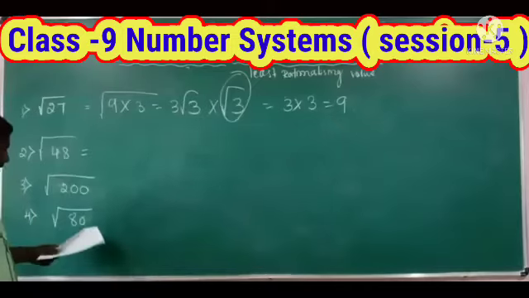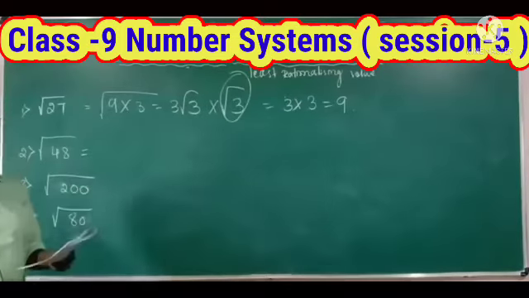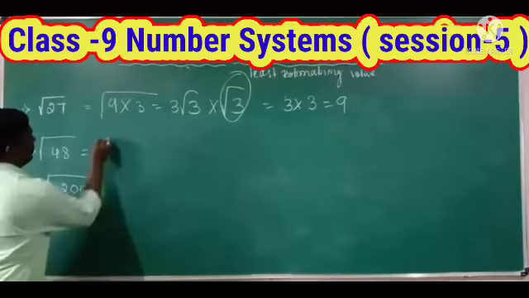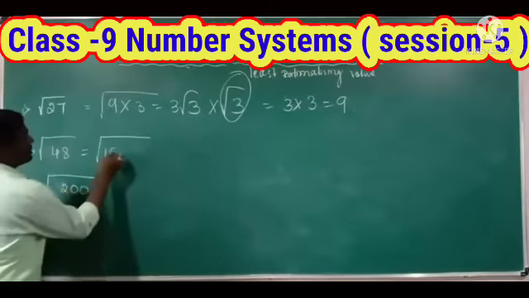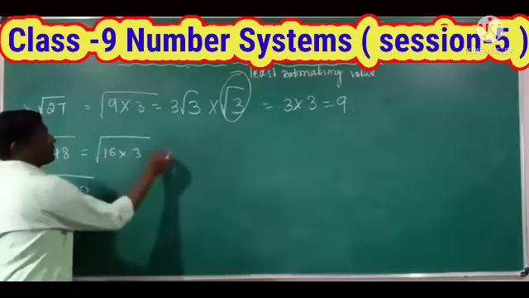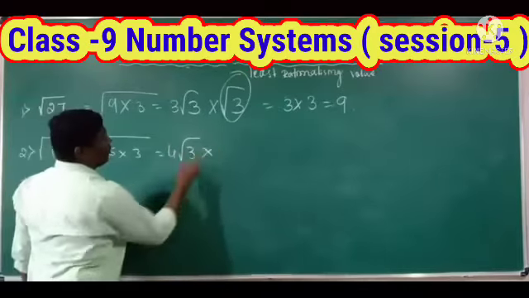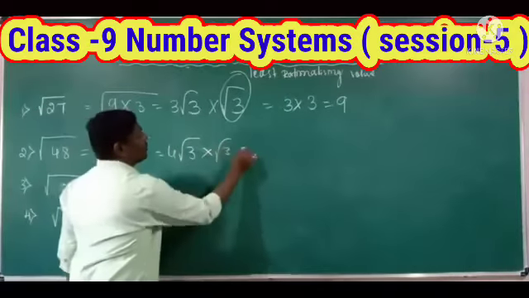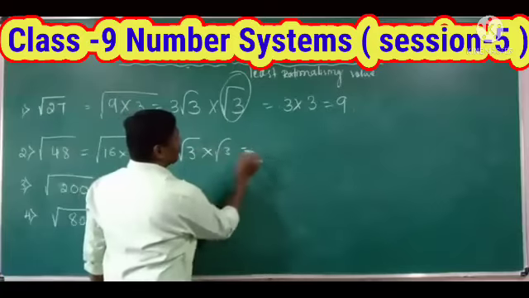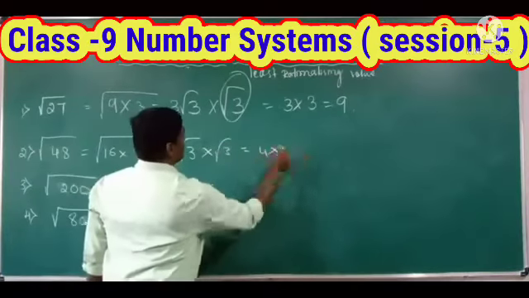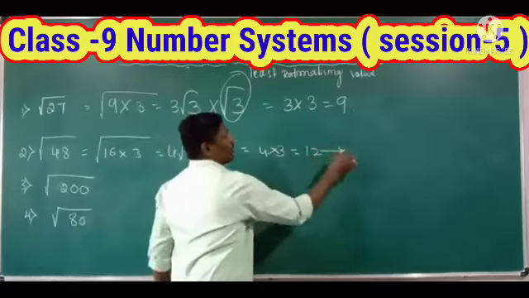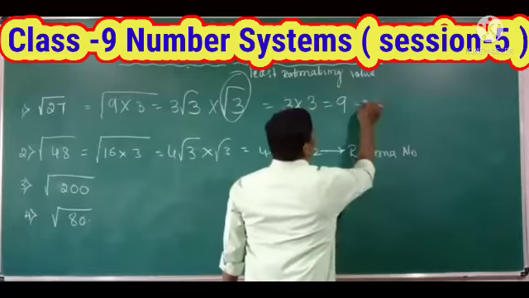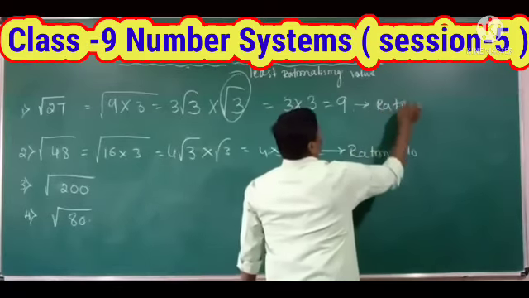Now find the second one. Find the least rationalizing factor of root 48. I can split root 48 as 16 into 3. The square root of 16 is 4, so we get 4 root 3. What do we need to multiply to convert it to a rational number? Root 3. Root 3 into root 3 is 3, remaining 4 as it is. 4 threes are 12. So 12 is a rational number.